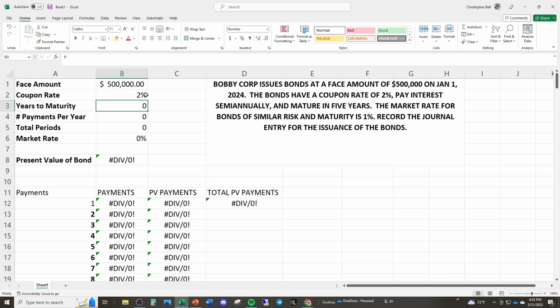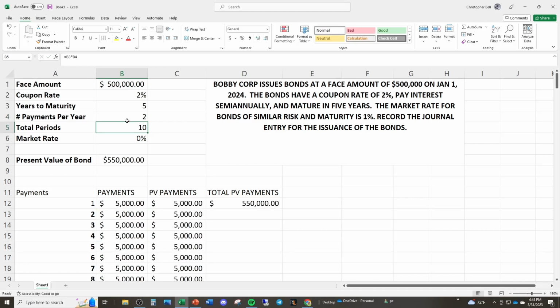And then the years to maturity is 5 years. This bond matures or expires, it has to pay back. We have to get our $500,000 back at the end of 5 years. The number of payments, well, they pay interest semi-annually, so it's actually twice per year.